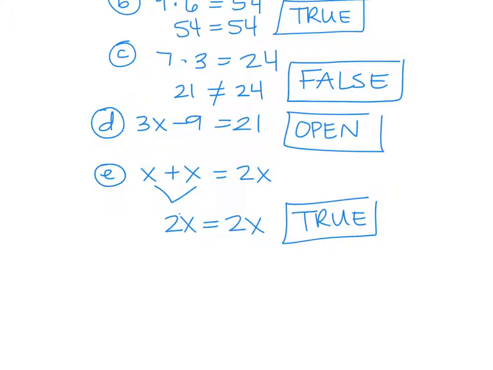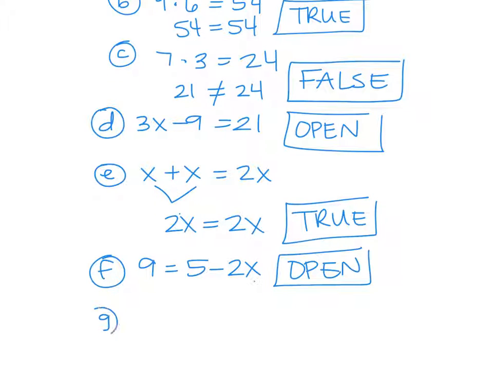Okay. How about this one? 9 equals 5 minus 2x. True, false, or open? That's open. That is open because we can plug something in for x and it will be true, but we can also plug something in for x and it will be false. Okay? So this is open.